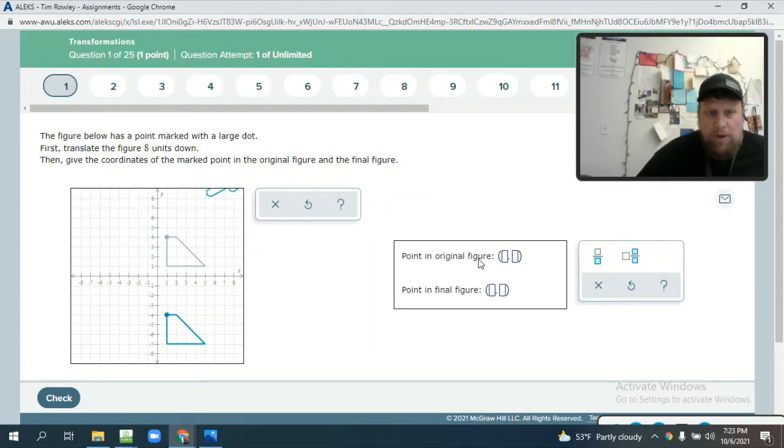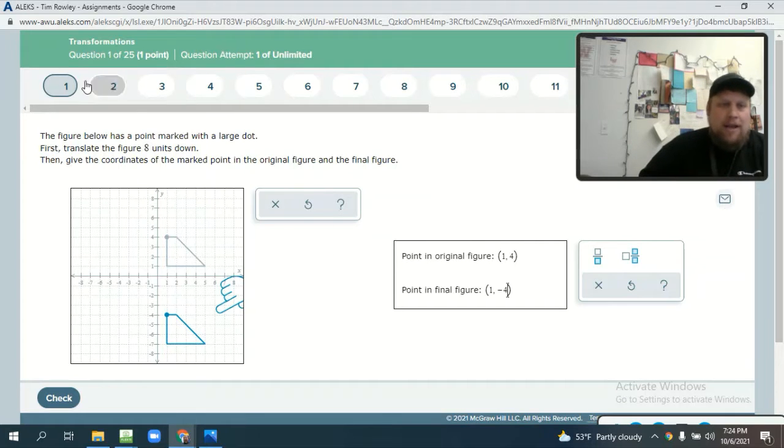So, what is the point in the original figure? Well, we see it right here. It's at the point X equals 1 and Y equals 4. So that is 1, 4. And what is the point in the final figure after we translated it down 8 units? It is now still 1 on the X, but negative 4 on the Y. So 1, negative 4. And that makes sense.